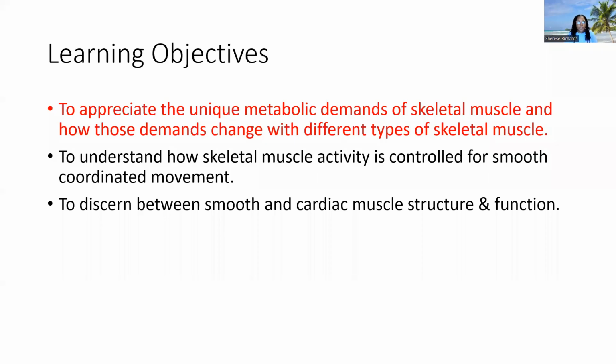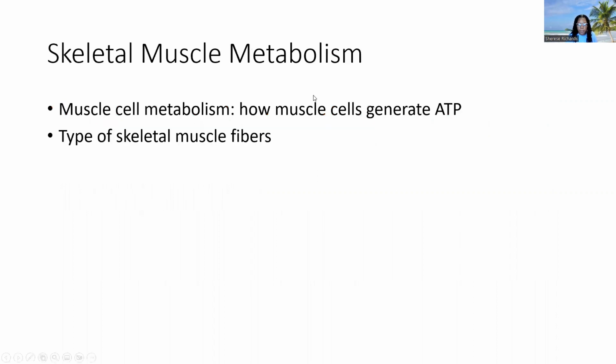Okay, so we've got 3 learning objectives here in part 2. The first is to appreciate the unique metabolic demands of skeletal muscle and how those demands change with different types of skeletal muscle. So we're going to start there and talk about how muscle gets its energy. So skeletal muscle metabolism, basically how do cells generate ATP? And then also we're going to talk about the type of skeletal muscle fibers.